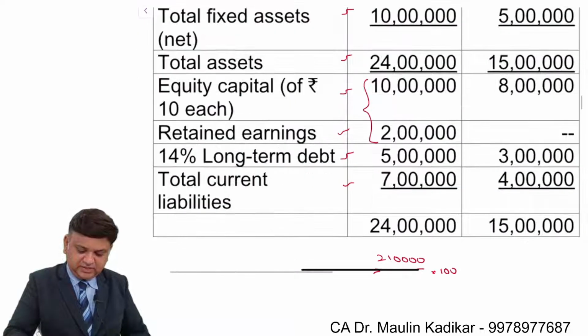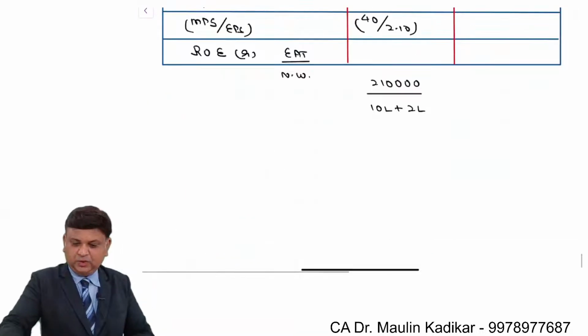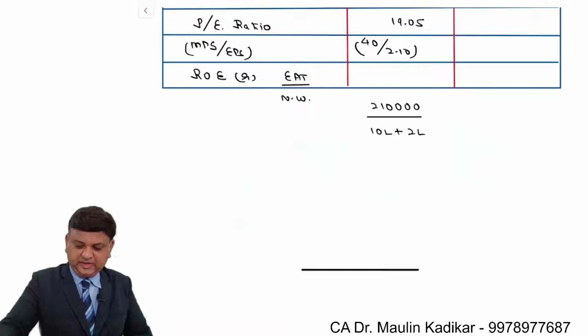Yeah, this is 10 plus 2. So 2,10,000 divided by 12 lakhs, 17.5%.